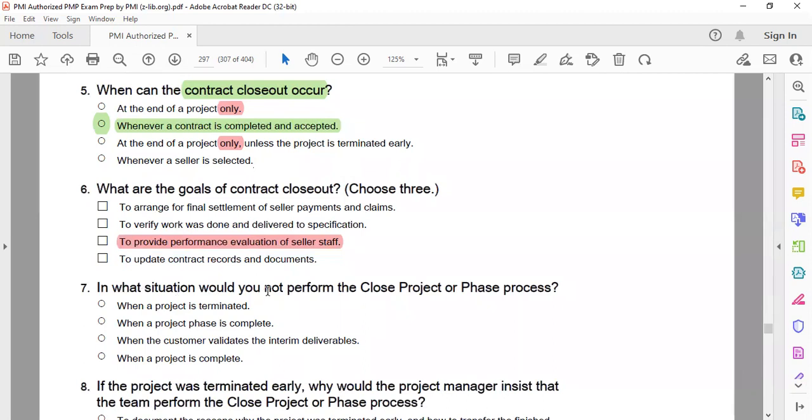Next, in what situation would you not perform the close project or phase? And I think this is also a very clear answer. When a project is terminated, when a project phase is complete, when the customer validates the entire deliverable, or when a project is complete. Exactly, Ganesh. Very nice. Mohsen, no. You have to perform closeout at every stage except one.